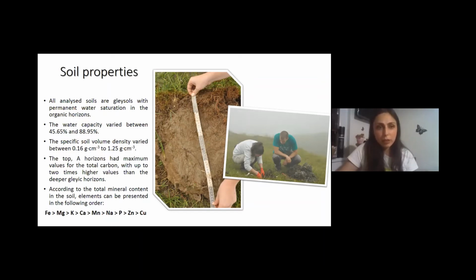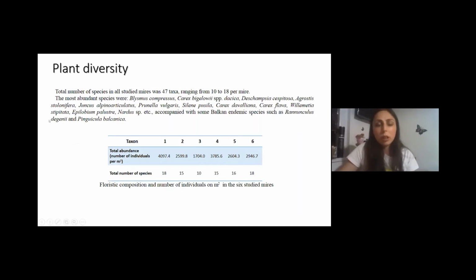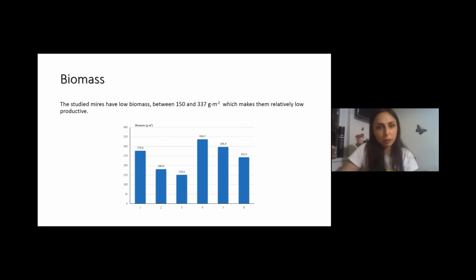Regarding the plant diversity, we registered species of 47 taxa, and we managed to detect some Balkan endemic species, which gives a greater value to this ecosystem. It is important to mention that we didn't do phytocenological analysis, but it is supposed from the literature that these mires belong to the phytocenological order of Caricetalia fuscae, which is very important and very rare in South Europe, not so common.